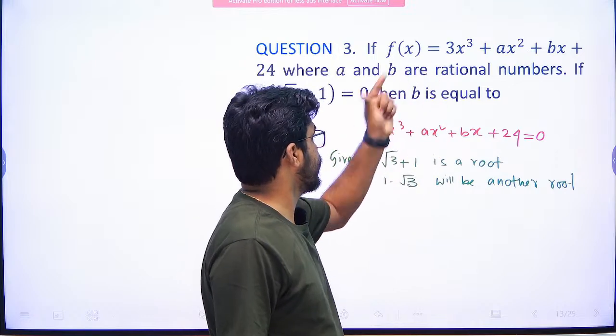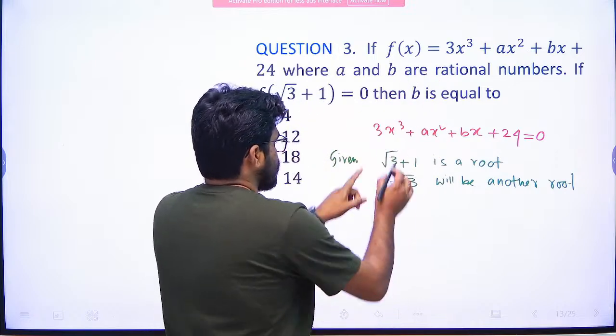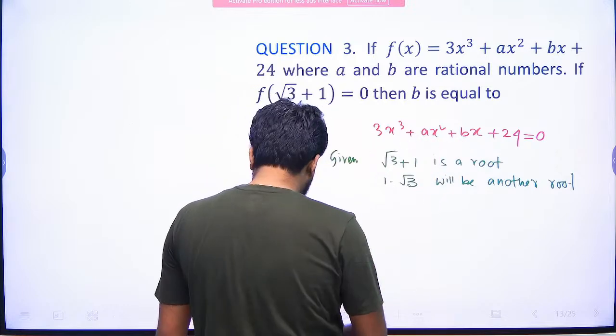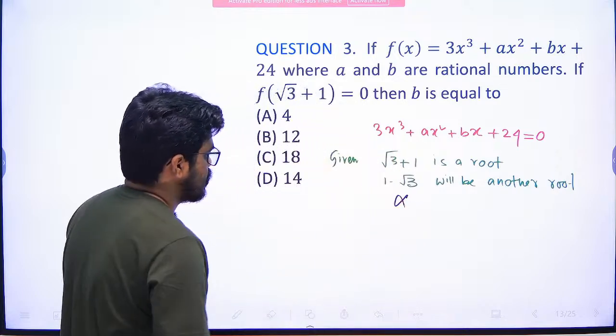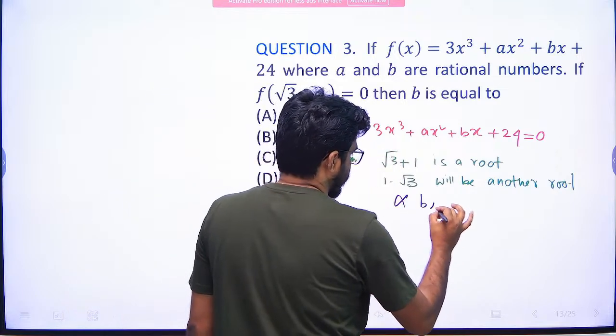Here it is given that a and b are rational numbers. It is a cubic equation, so it has 3 roots. So let the other root be alpha. So let alpha be the third root.